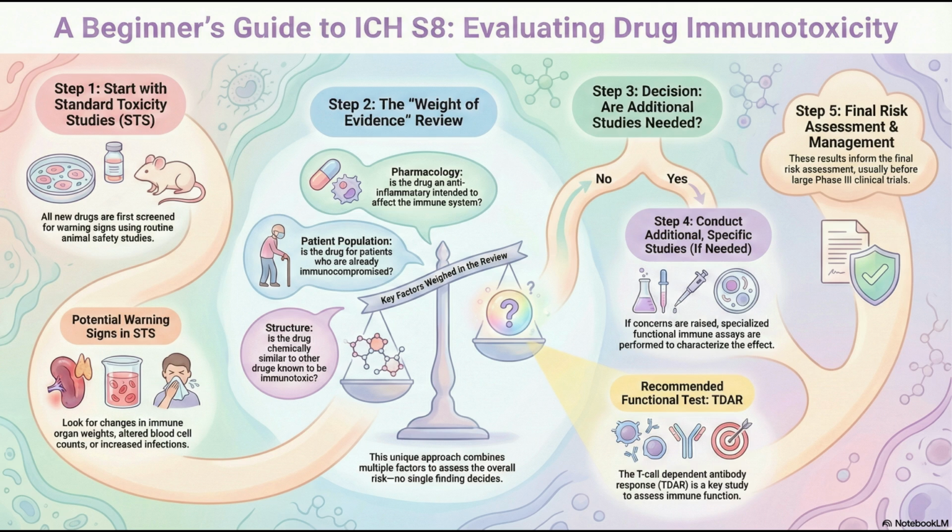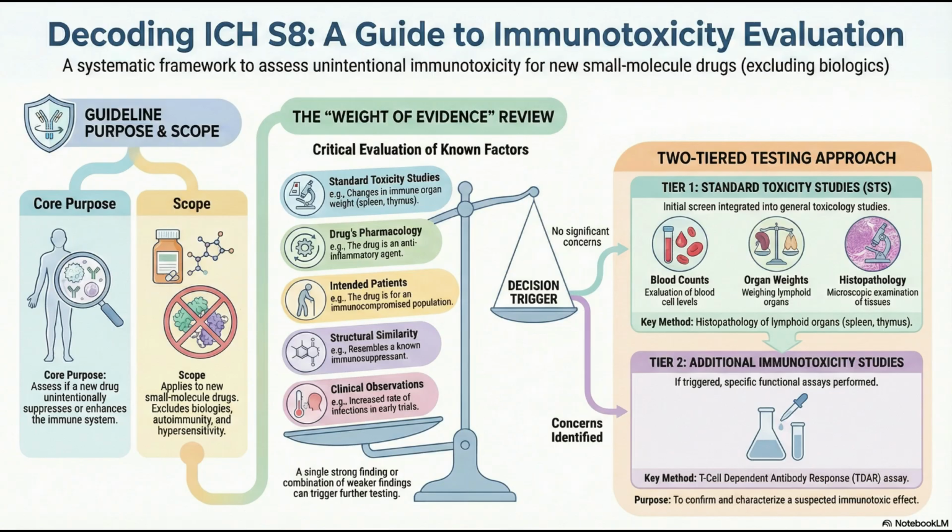Right. Context is king. Next is I, intended patient population. This is huge. Who is taking this drug? If it's for healthy people with a minor headache, your tolerance for immune risk is basically 0. Right. But if your patient population is, say, advanced HIV or cancer patients, people who are already immunocompromised, the risk calculation changes completely. You have to be much more careful because they have no buffer left.